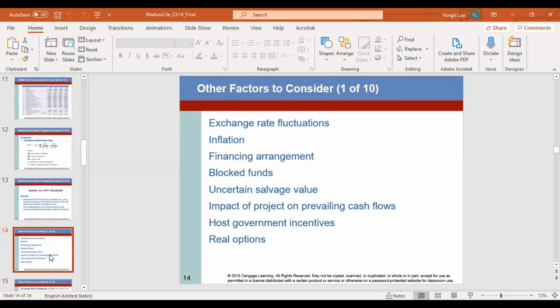There are some other factors to consider in international capital budgeting. Those factors include exchange rate fluctuation, inflation, financing arrangement, blocked fund, uncertain salvage value, impact of project on prevailing cash flows, host government incentives, and real options.